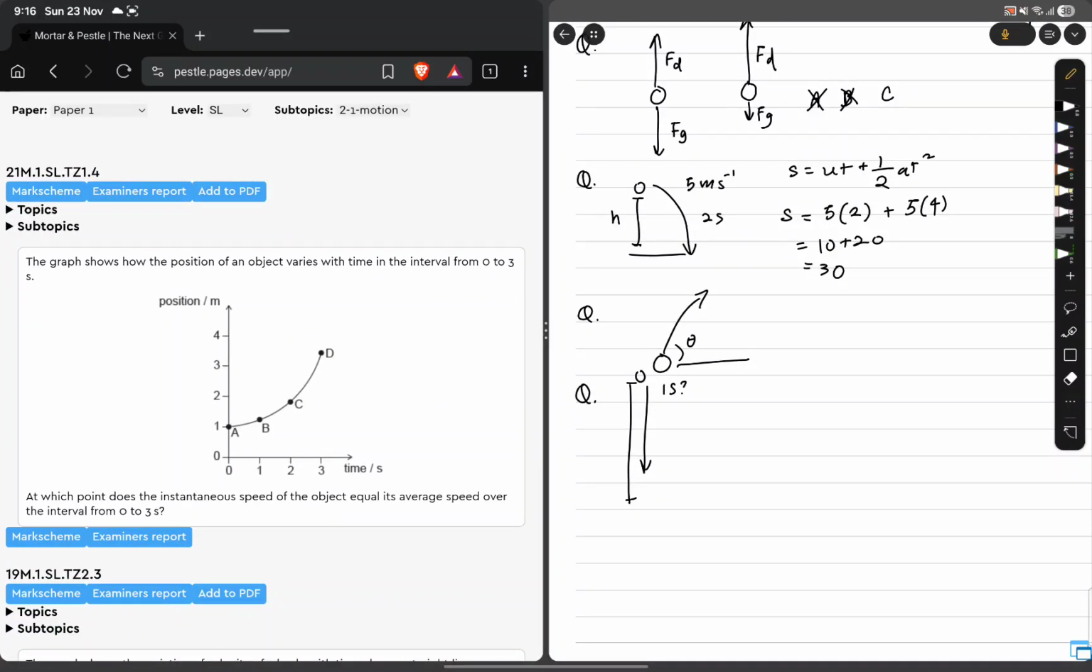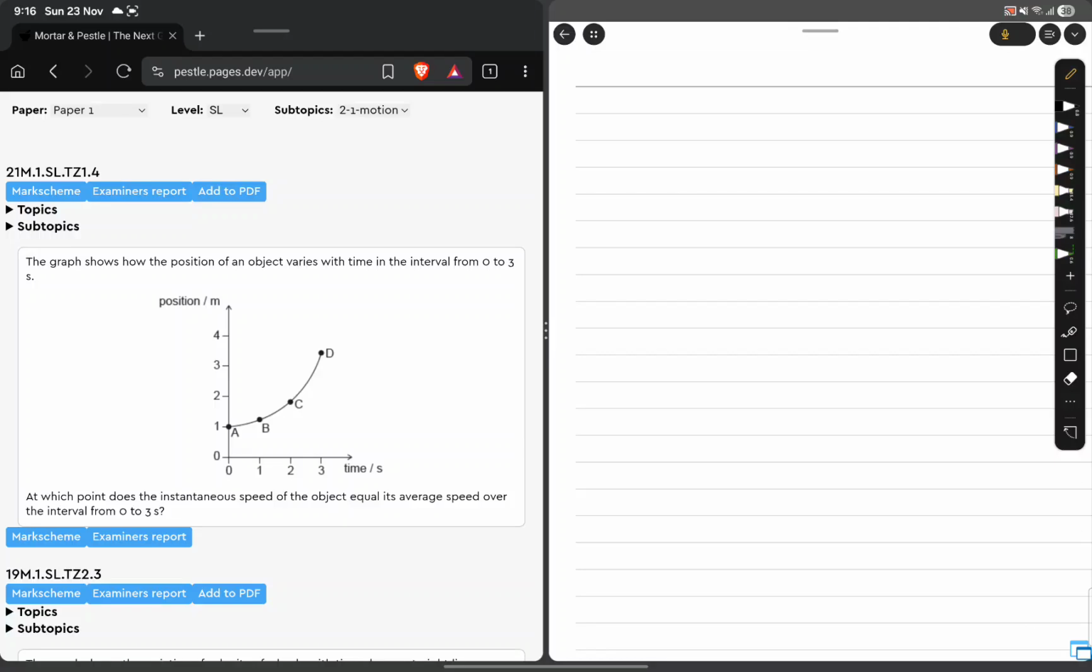Okay, and then the next question is, the graph shows how the position of an object varies with time in the interval 0 to 3. At what point does the instantaneous speed of the object equal its average speed over the interval from 0 to 3? For this question, it's a bit confusing, but how it works is that this is the curve. There's B, and then there's C. Why C works is because it covers around 2 meters in 2 seconds, while B only covers this much. So C is the correct answer.